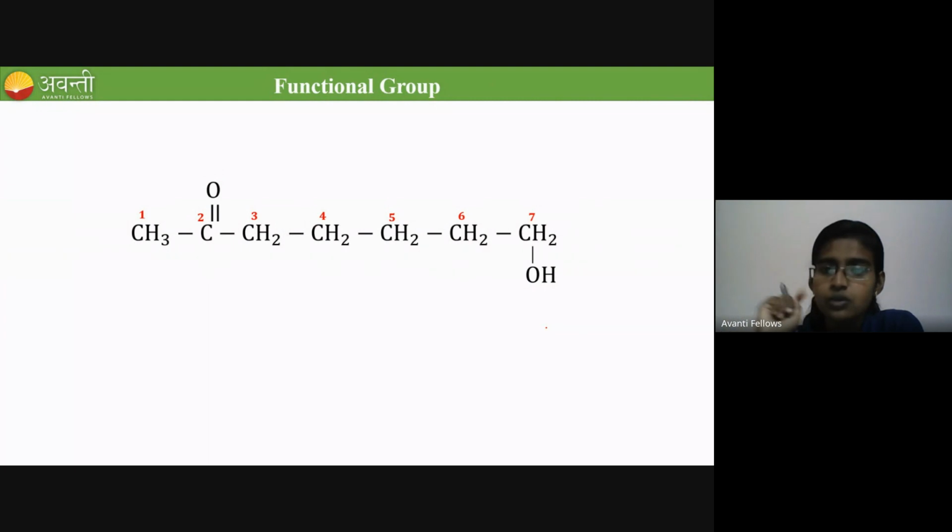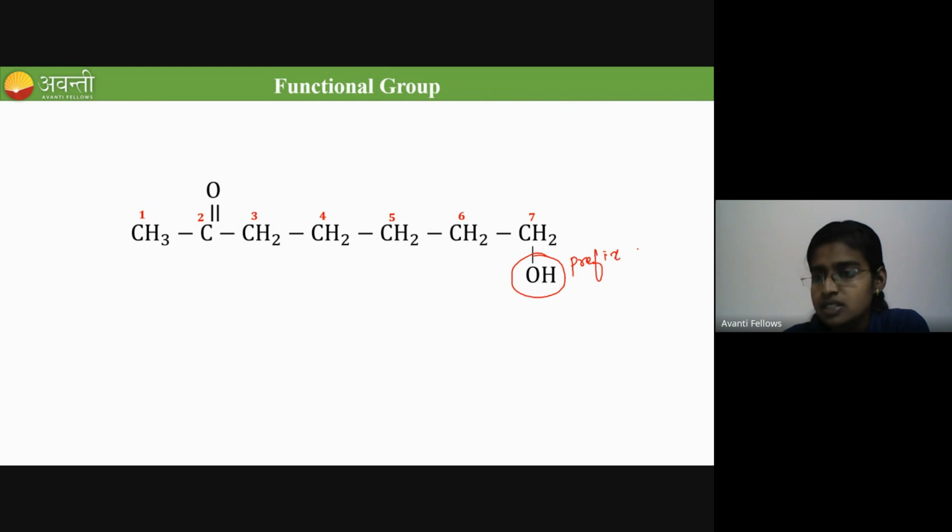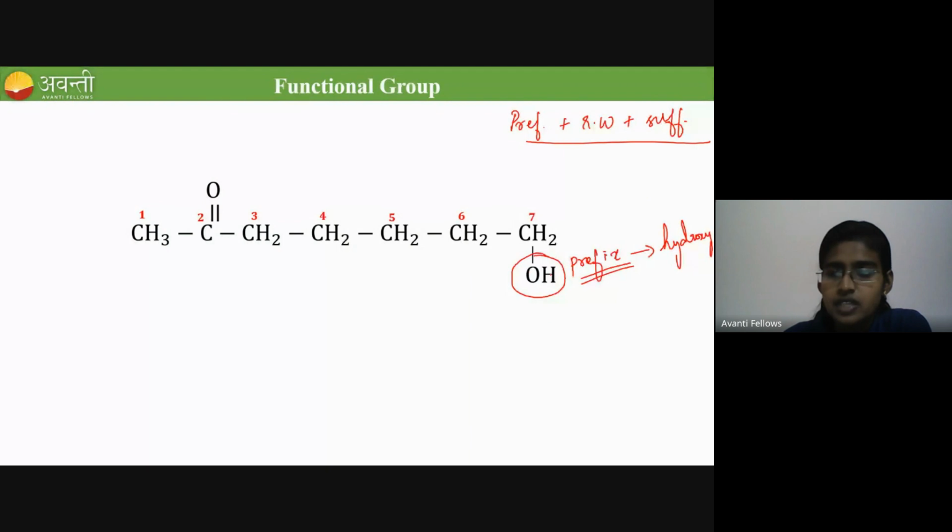Now, this alcohol, this OH is the substituent. If it is a substituent, you have to use prefix. So what is the prefix for OH? It is hydroxy. Now we have to start the name with the prefix because the skeletal structure of IUPAC name is prefix plus root word plus suffix, right? This is the skeletal structure.